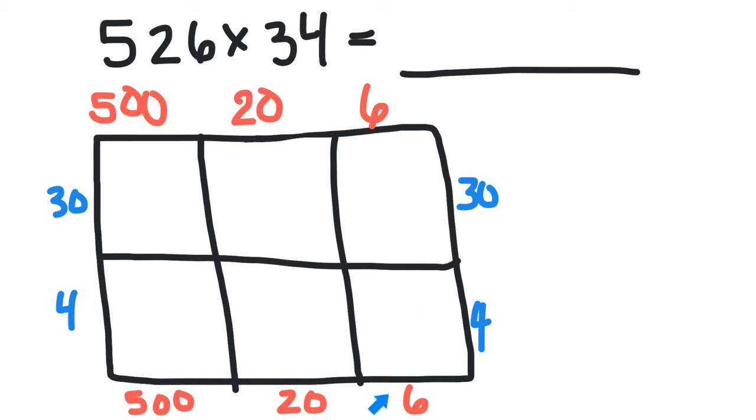So this side here would be 6 times 4. For this box, I would have 6 times 30. For this box, I would have 20 times 30. Okay, let's go ahead and write in all of those multiplication problems.